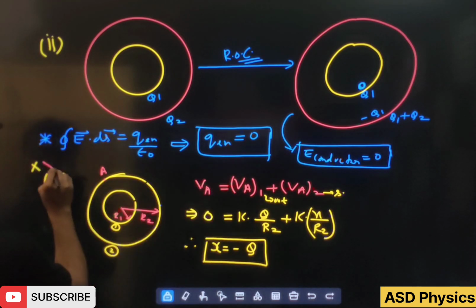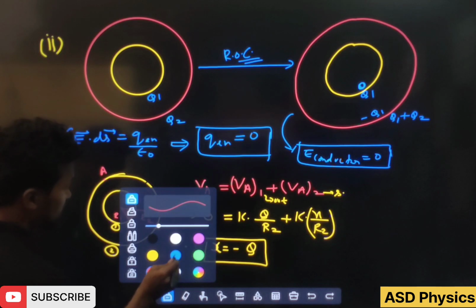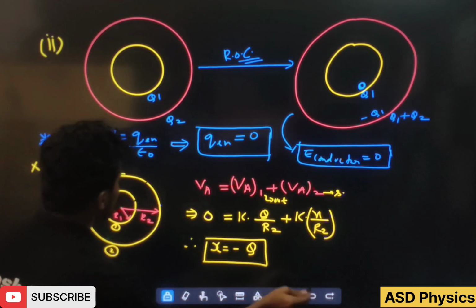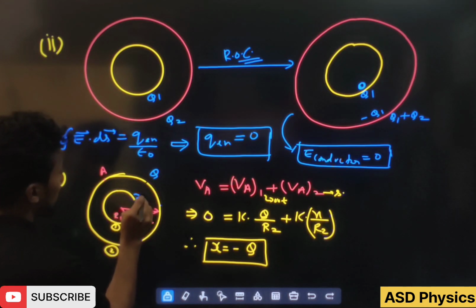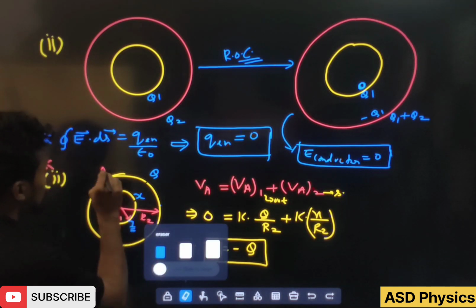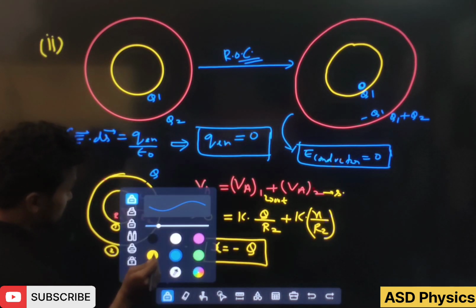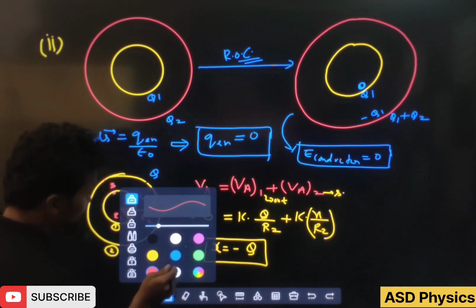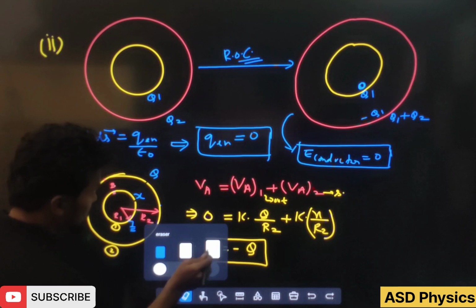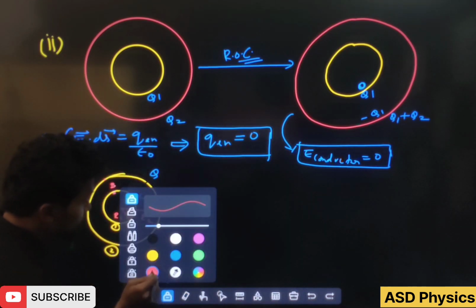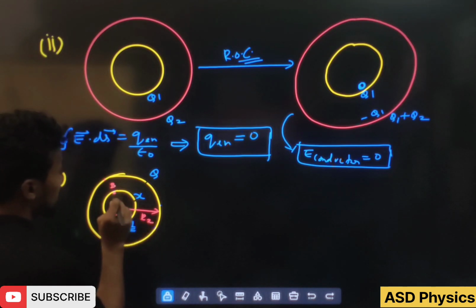Next one, let's take here. Now students, in this situation I have taken charge Q here and X here, and I have connected to the ground now. Now I will take a point on the inner surface. Let's take point B here. Now, let me rough all this. I am going to calculate the potential at point B.